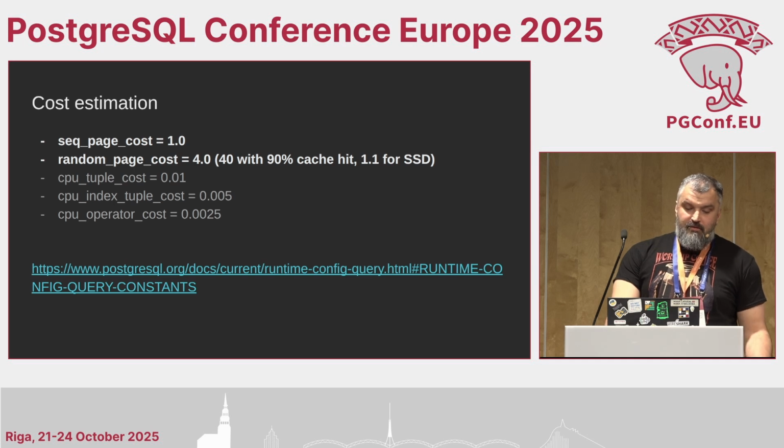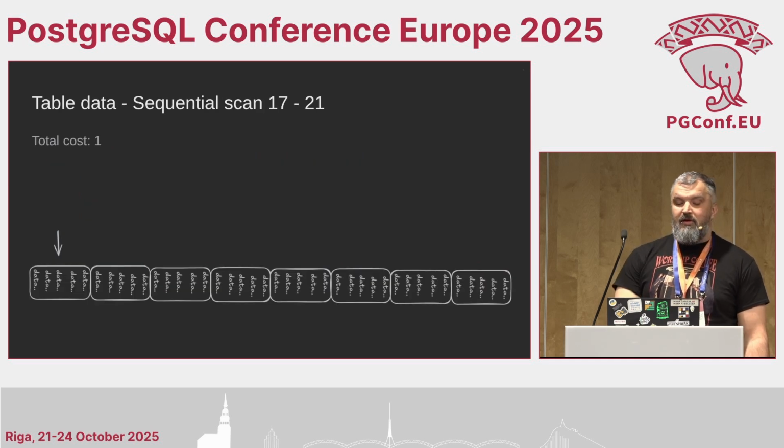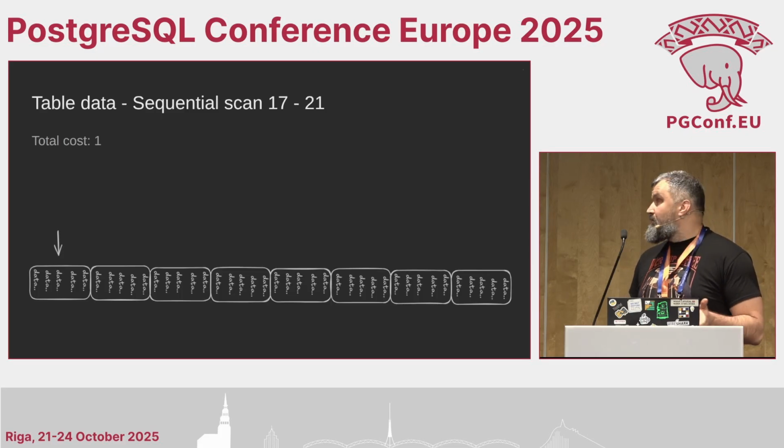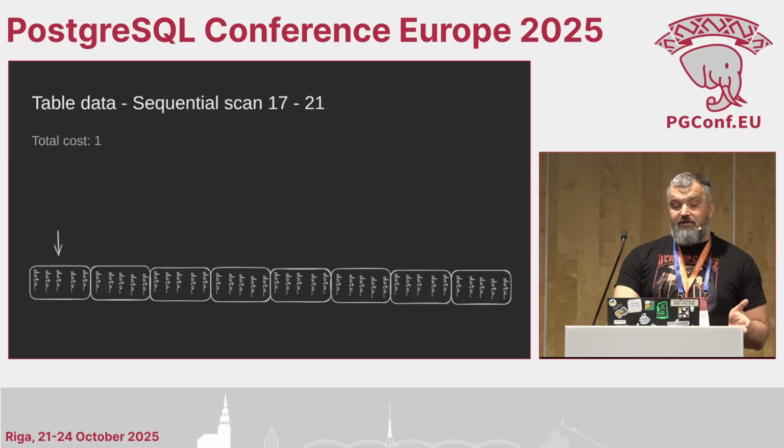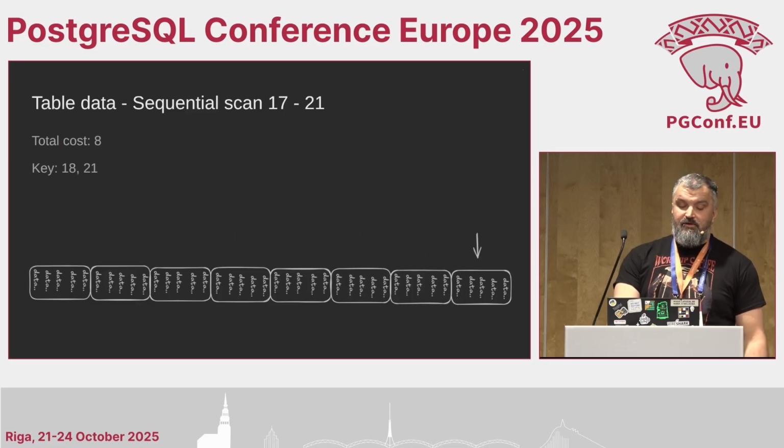So now, given these values, let's say I want to retrieve keys from 17 to 21 from the table. If using sequential scan, I have 8 blocks. Retrieval of each block in a sequential way costs exactly 1, so it will cost me in total 8. And I have retrieved all the keys.